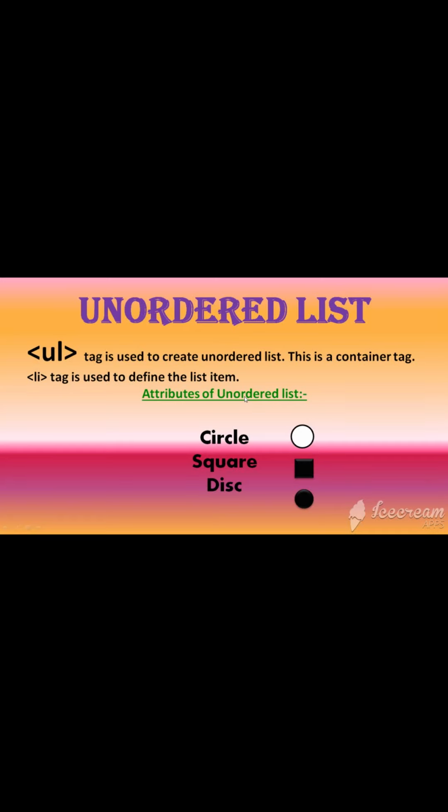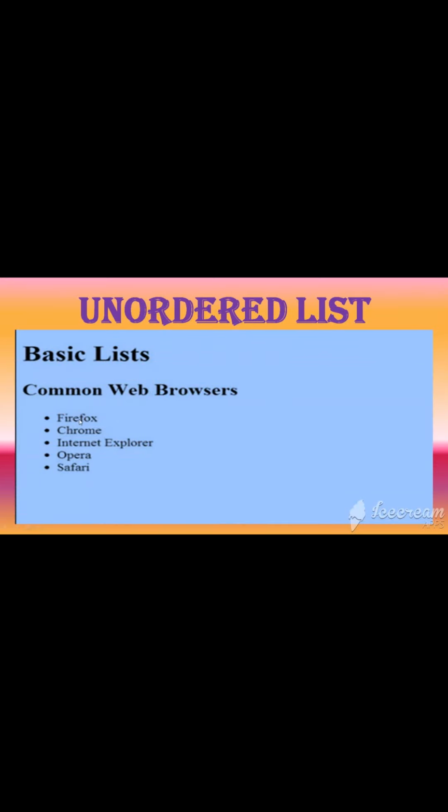Attributes of unordered list. Unordered list can have circle attribute, it can have square attribute, it can have disk attribute. I'll show you. This is a sample of unordered list. See which attribute it has used. Disk attribute. So if you specify, it will use that attribute. By default, disk attribute is selected.